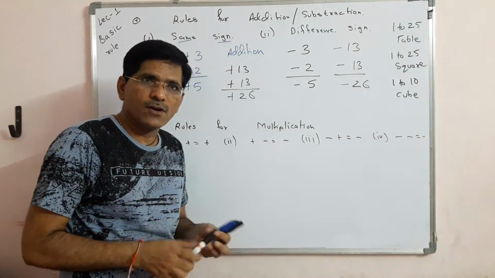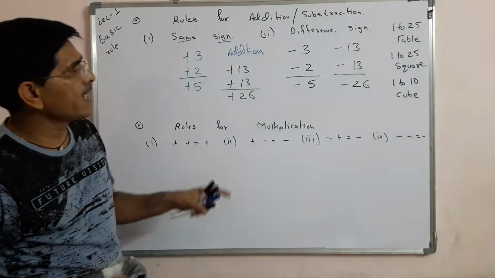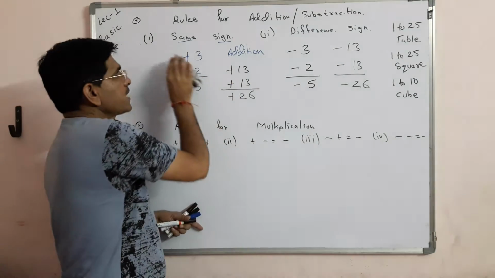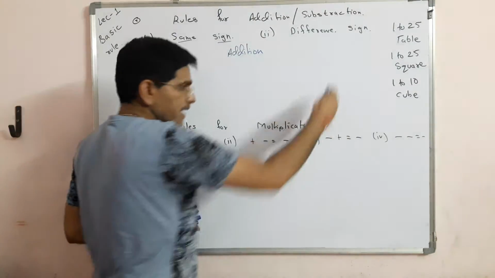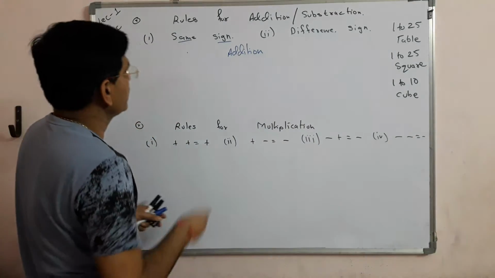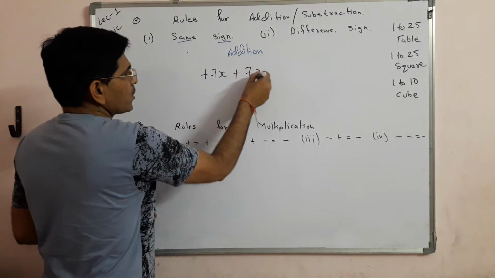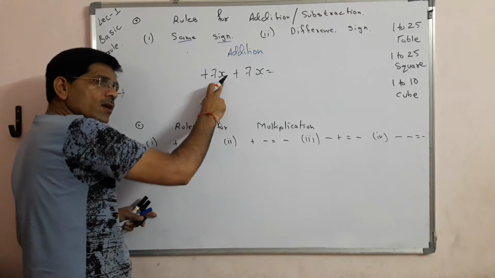So is it clear now or not? What is the concept? When the same sign is there, you have to do the addition and take the big term's sign. Now you will think, if the term is like that, if I write plus 7x, plus 7x, what answer will you get? Always remember, a variable is called a variable.